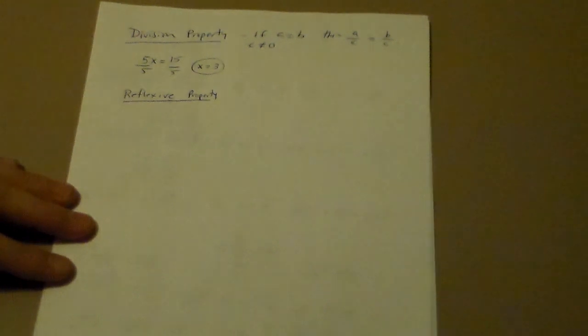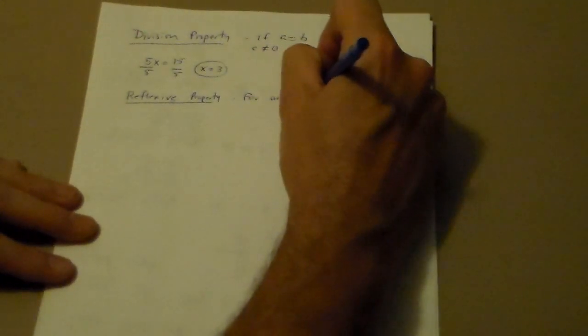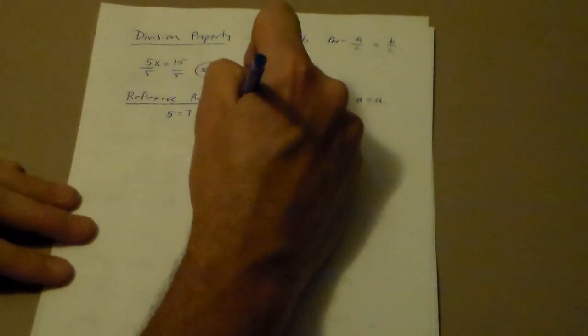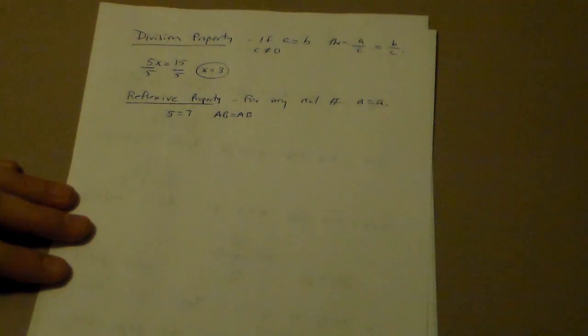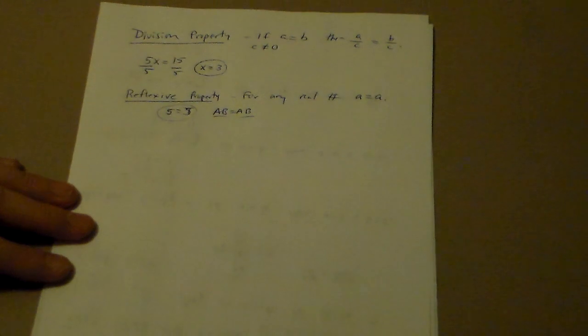And what the reflexive property pretty much says, for any real number, A equals A. 5 equals 5, 7 equals 7, AB equals AB. These are all the reflexive property. You have something, it's equal to itself. If they give you this and they ask, well, 5 equals 7, that's not right. 5 equals 5, AB equals AB. If you see that and they say, what's the reason for that? You have to say the reflexive property.